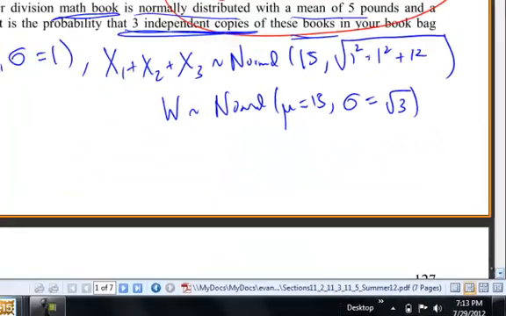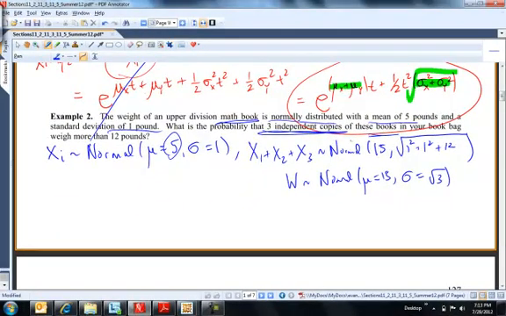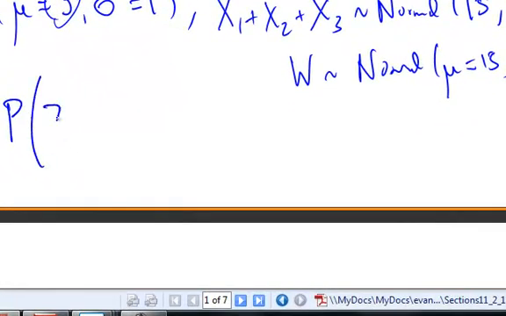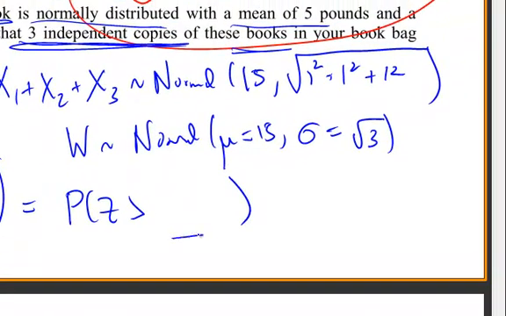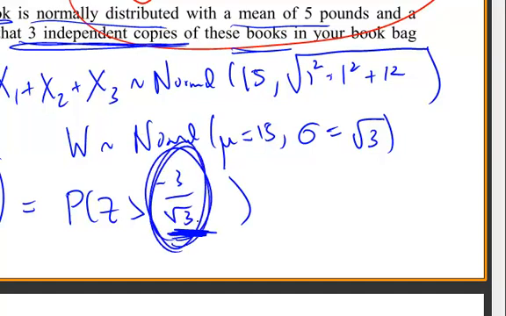And so what was the question? What's the probability these books weigh more than 12 pounds? So what's the probability the total weight is more than 12 pounds? I'm just going to do it like we do a z-score. That's the probability that a normal 0, 1 is greater than (12 minus 15) divided by the square root of 3. So this is the probability that Z is bigger than negative 3 divided by the square root of 3, whatever that is. I'm sorry I didn't figure this out beforehand. Then I would look up in my z table whatever value this is and estimate the probability.